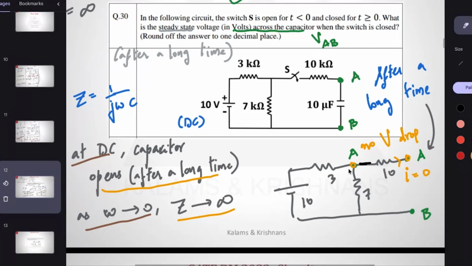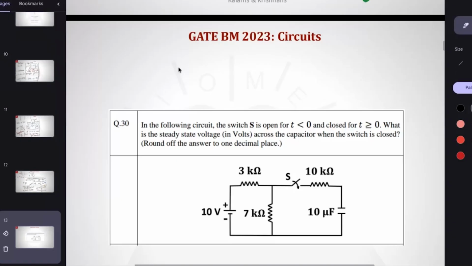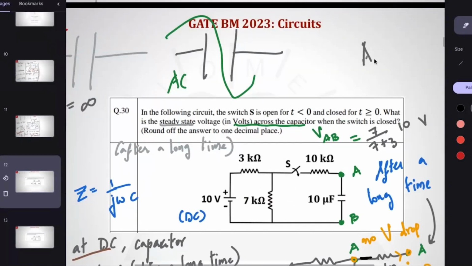7 volt drop across the 7 ohm resistor. Voltage across A to B is 7 by 7 plus 3 into 10. There you got your answer. It's the fraction of that. Let me write it here. So the answer is 7 volt.